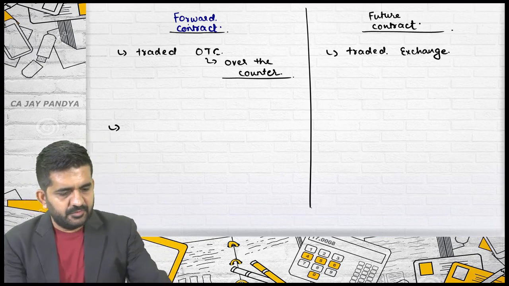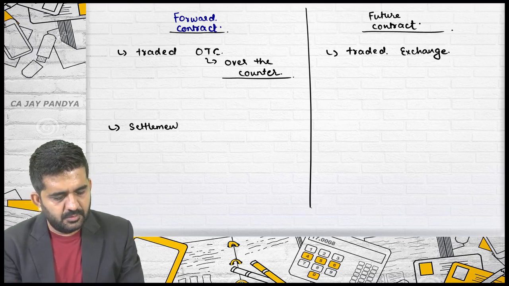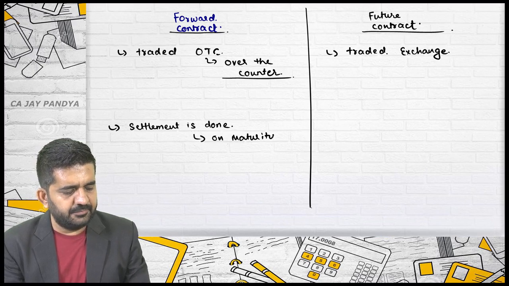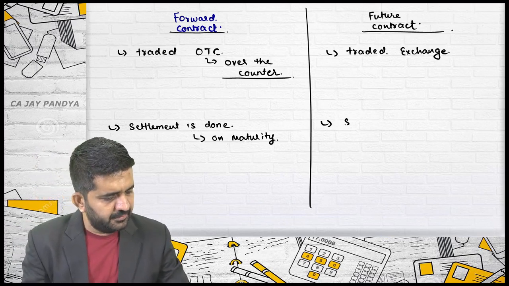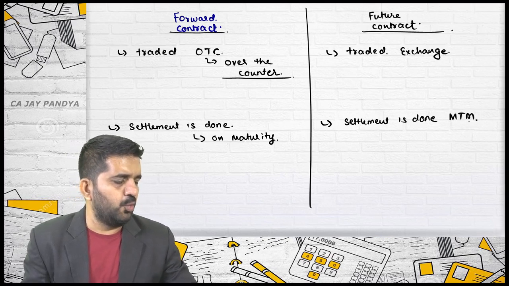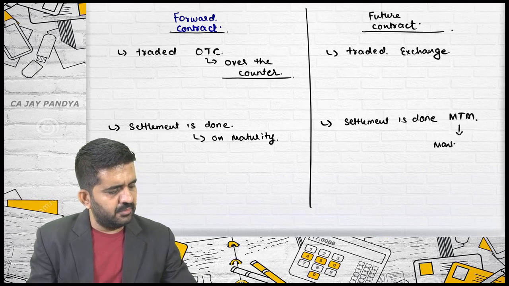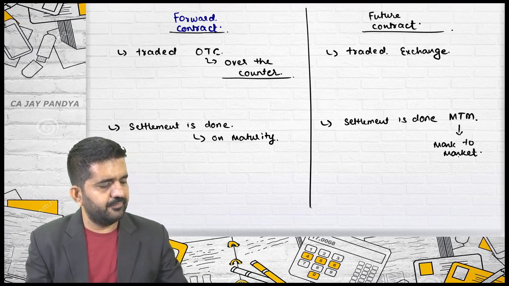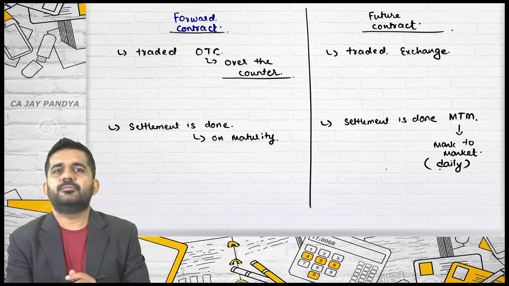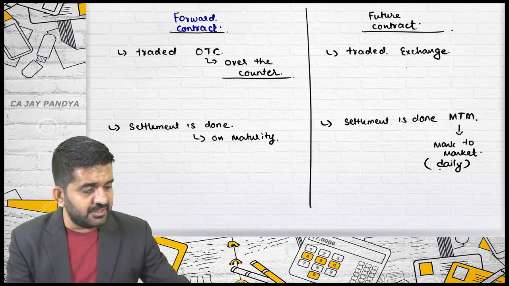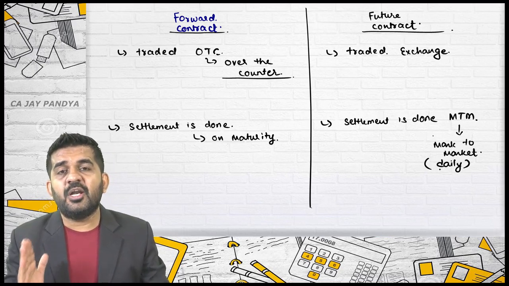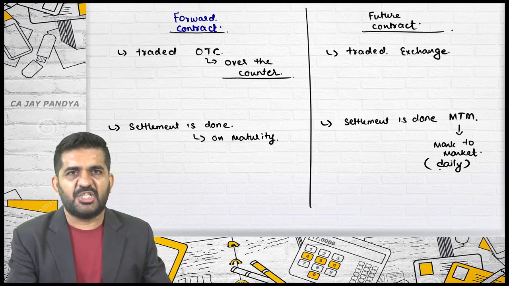Number 2. Here, settlement is done on maturity. Here, settlement is done M to M. M to M is mark to market. Right now it is enough to understand that it is done daily. Daily the settlement will be done. Here the settlement is done over the counter and on maturity. Here even if the contract is of 3 months, the settlement will be done daily through a margin account that we are going to understand.